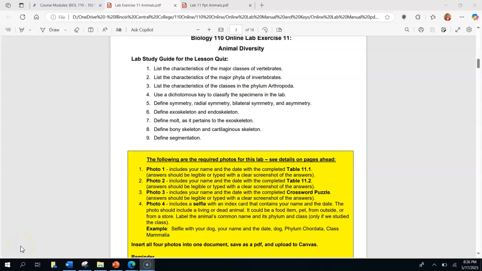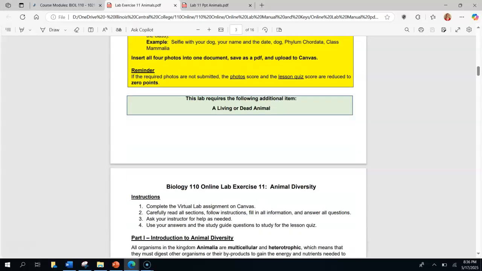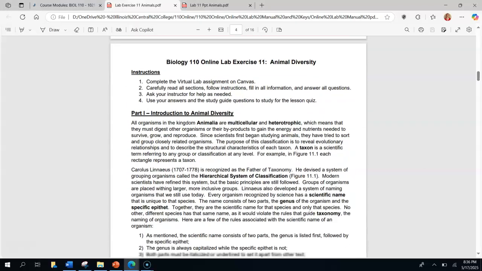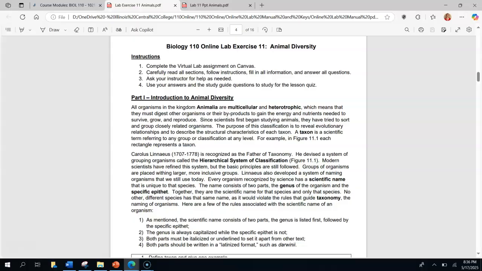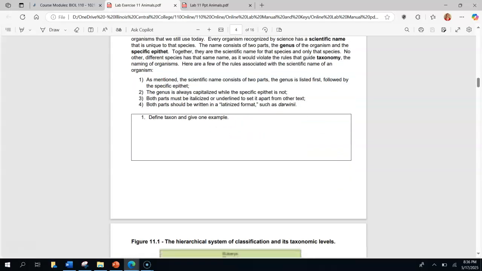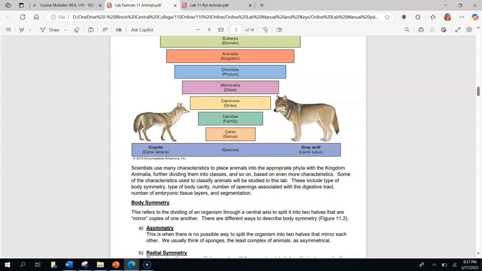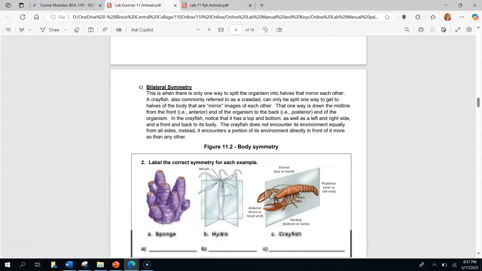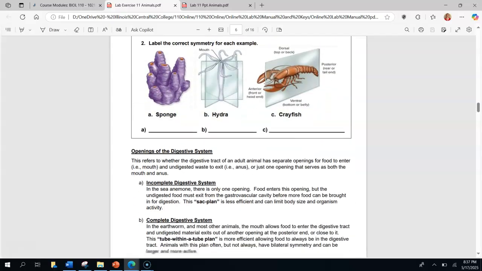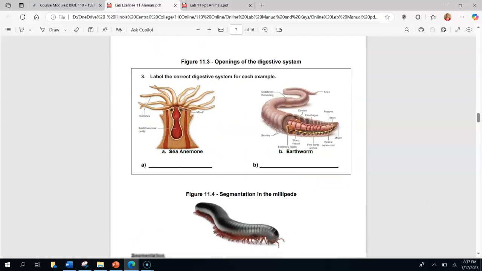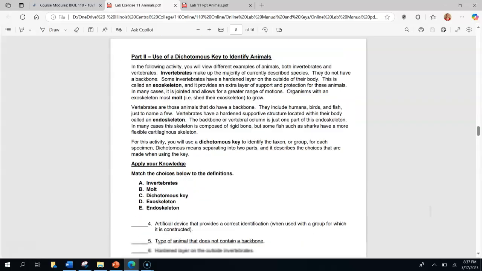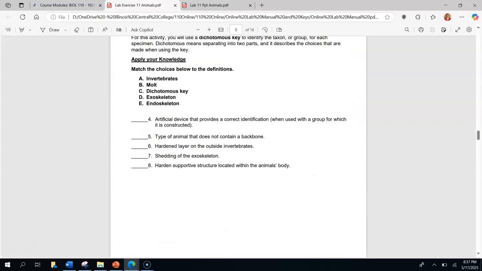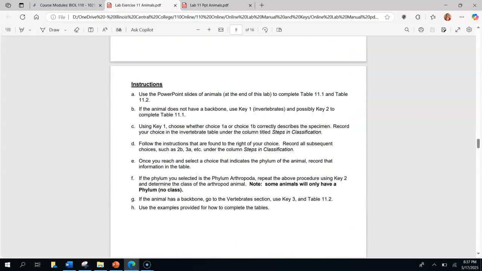Lab 11, we will explore animal diversity, similar to what we did with plant diversity. You're going to read the introductory information. Again, those bold-faced words are really helpful for tests and quizzes. Look at all the terms, things like symmetry, bilateral, and do some practice problems. There is some vocabulary practice labeling, and then we have instructions.